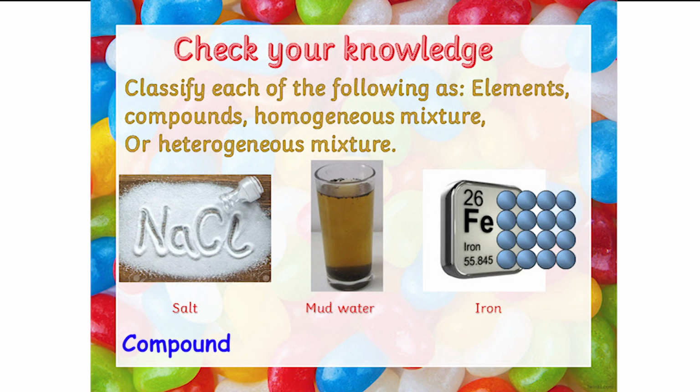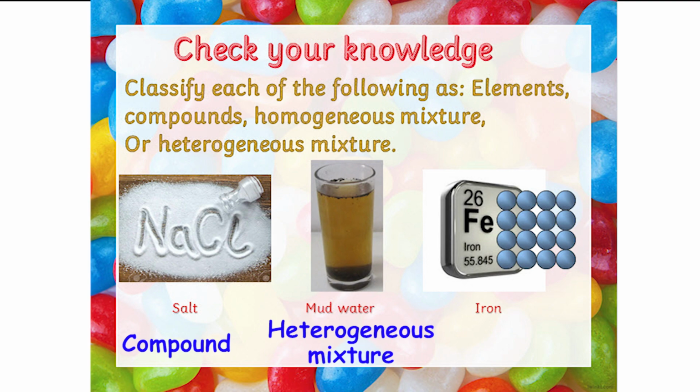Mud water is formed from two substances. What are they? Soil and water. Are these substances chemically combined? No. So I have a mixture. What about the appearance of this mixture? Is it uniform? No. It's clear that we have two parts. One part for soil, which is suspended down, and another part for water. Accordingly, mud water is a heterogeneous mixture.